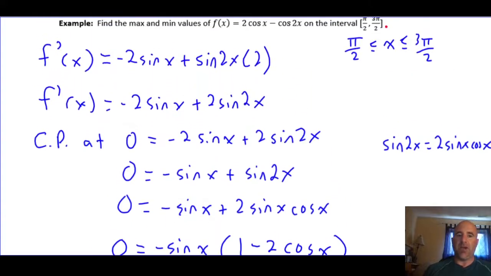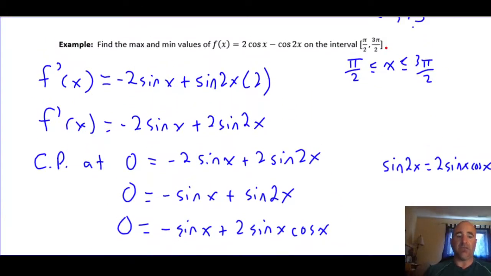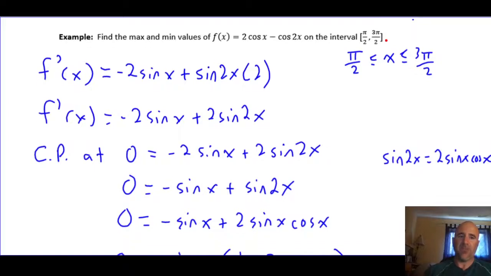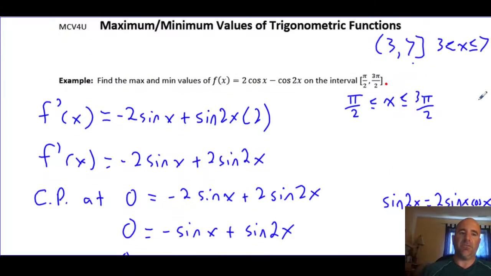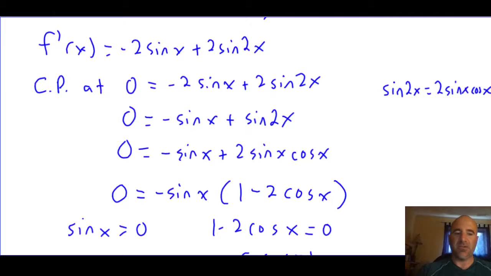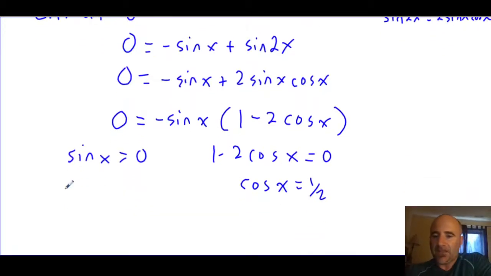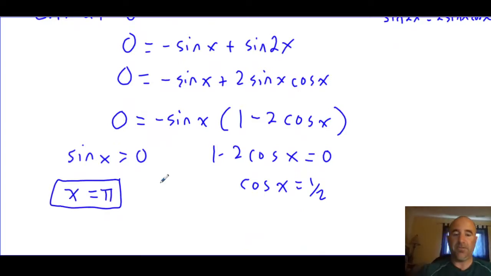We need to keep in mind, though, that we're only interested in values between pi over 2 and 3 pi over 2. So when would that be equal to 0? If you imagine those angles, pi over 2, of course, is straight up like 90 degrees, and 3 pi over 2 is right here. So we're really only working with these values here, and sine is equal to 0, of course, at pi radians, or 180 degrees. So there's a possibility for one of our critical points is that x is equal to pi. There's one critical point.